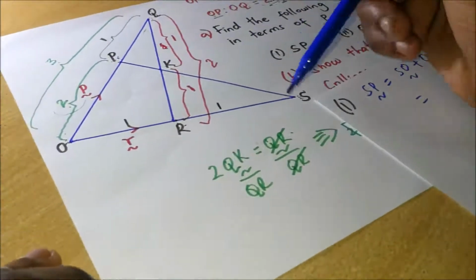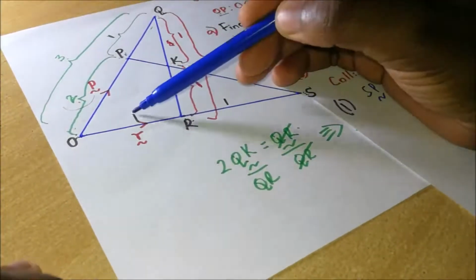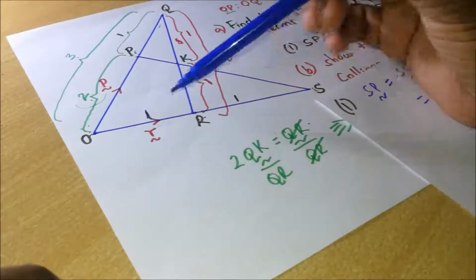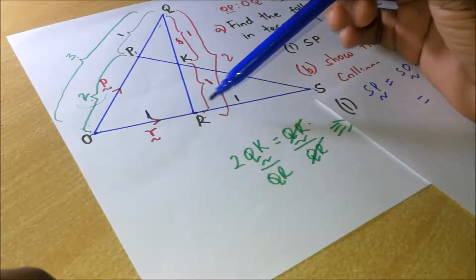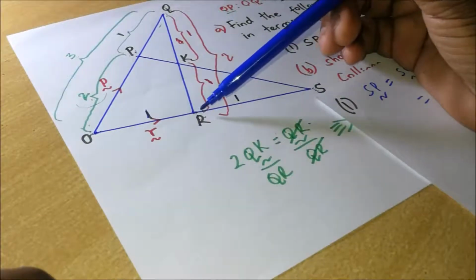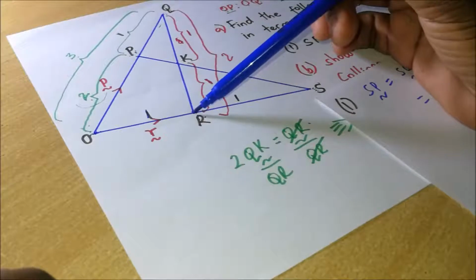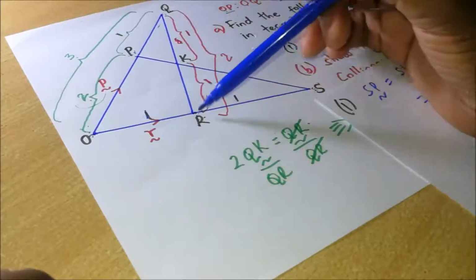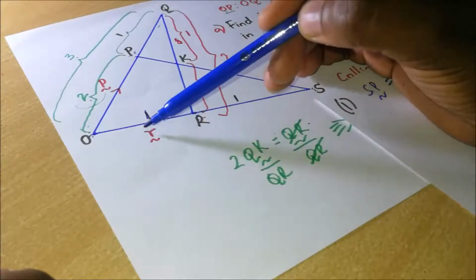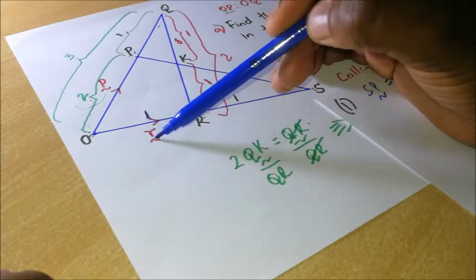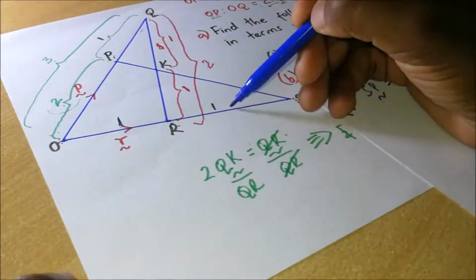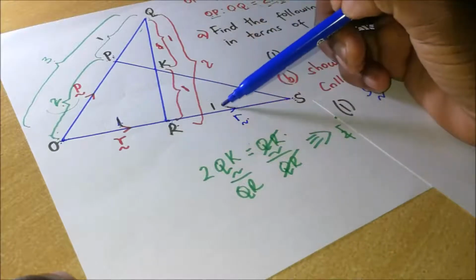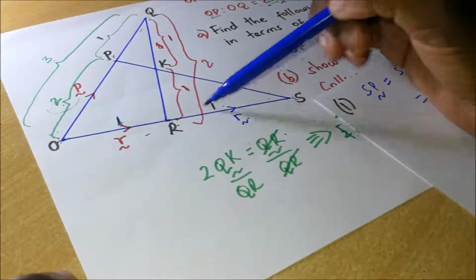And if you look at this, OR to RS has a ratio of 1 to 1. What this means is that the distance from O to R is the same distance from R to S, because R is the midpoint. So if the distance from O to R is the same as the distance from R to S, and OR, according to the question, is R, it means that RS here is also R. That is what this ratio of 1 to 1 means. It means that this portion is the same as that portion.